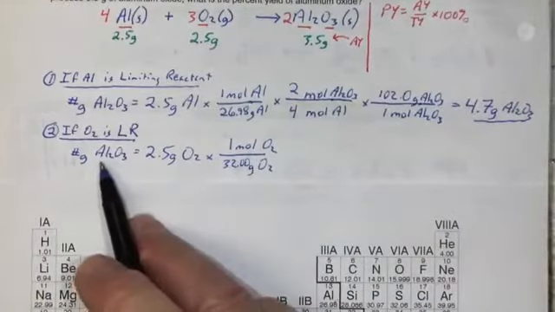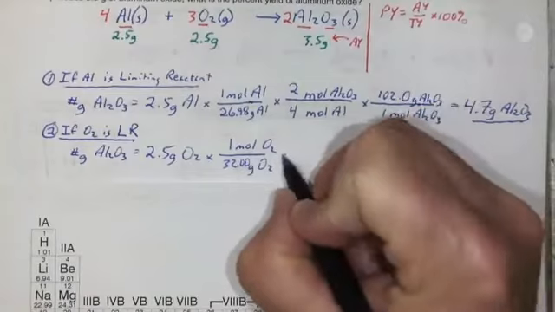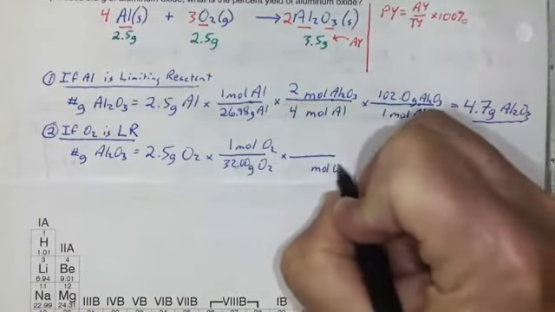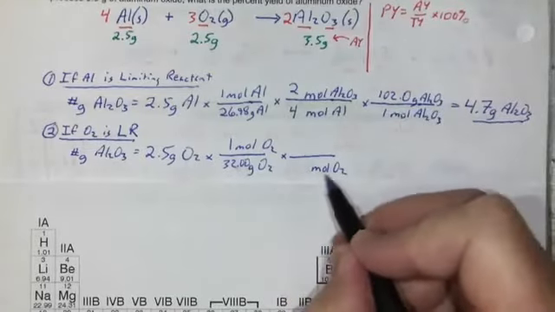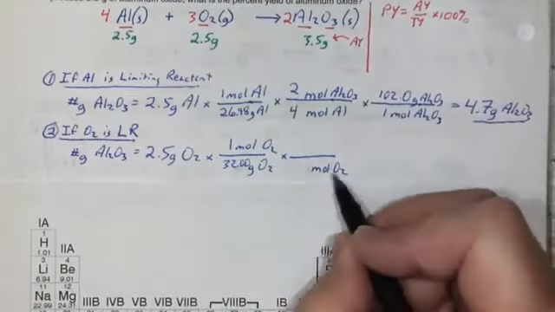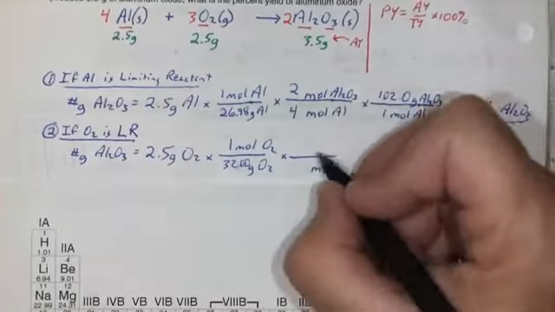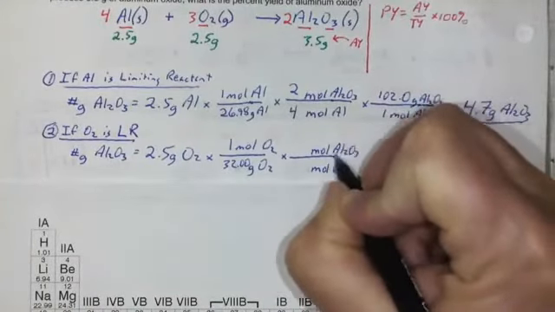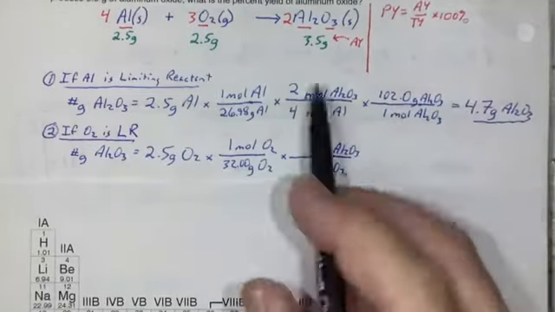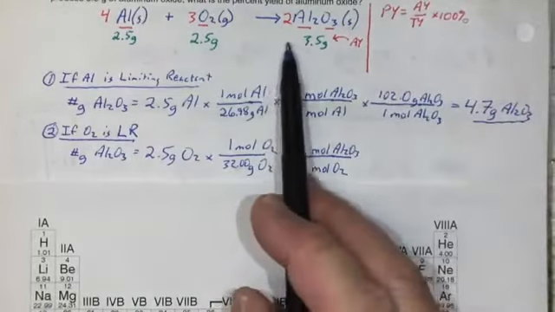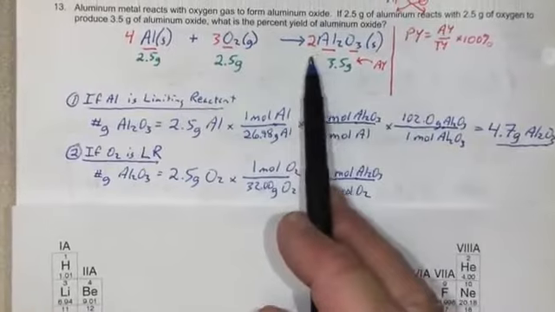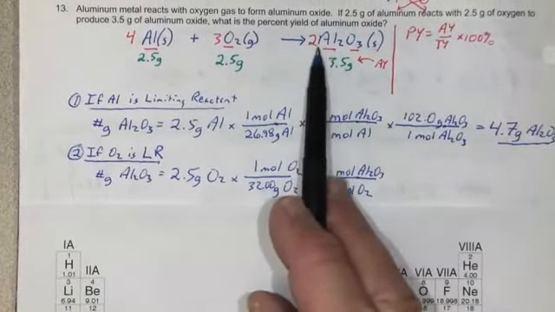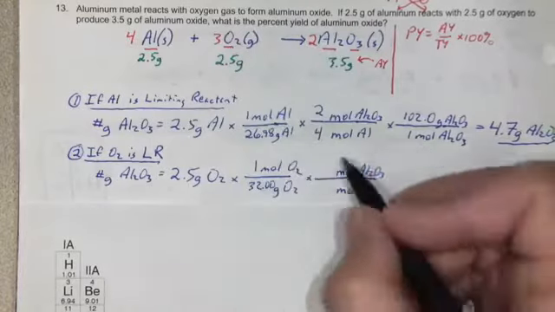But I'm trying to find the grams of aluminum oxide. So I don't want it in moles of oxygen. I will say times, draw a line, put moles of oxygen in the denominator. And I'm going to go from moles of oxygen to what? Well, I'm converting to aluminum oxide, so I will go to moles of aluminum oxide. Now, what is the mole to mole ratio? I get the mole to mole ratio from the coefficients in the balanced equation. In the balanced equation, there are 2 moles of Al2O3 per every 3 moles of O2.